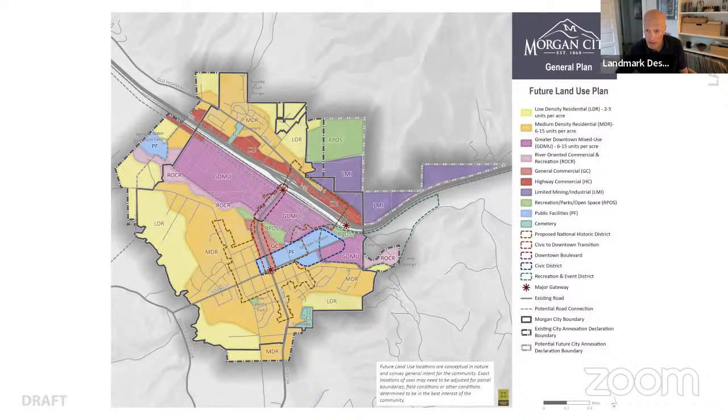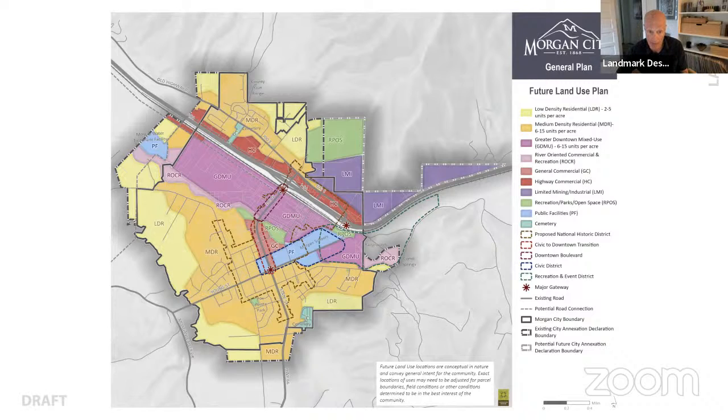greater downtown mixed use area, creating a good first impression and a walkable type of community in that core area. And then you have your civic district highlighted in the blue dashes, where the school and city hall and such uses are located. And then again, the overlay of the recreation and event district.